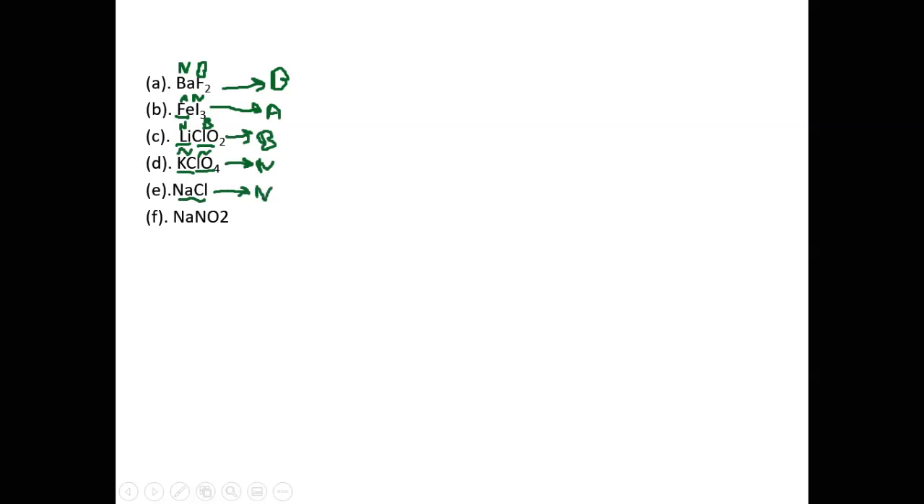Sodium nitrite, sodium is neutral. Nitrite is basic. So this would be, that's correct, basic. That's how you determine whether something's going to be acidic, basic, or neutral.